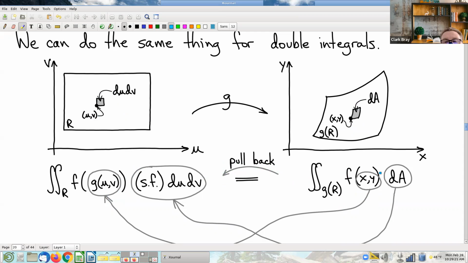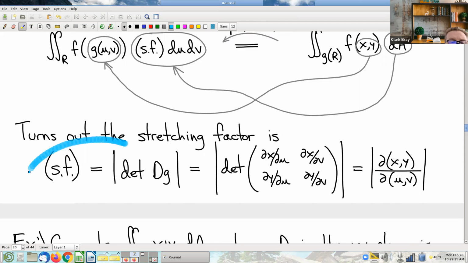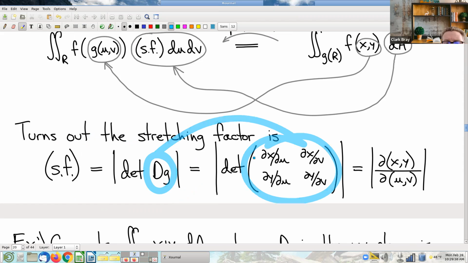Now I owe you an explanation of why this is the stretching factor, and we'll get to that in a few minutes. Oh, real quick before we dive into an example, a little bit about notation. Of course, the derivative matrix is this, and that's old news. You have seen the way we write down the derivative matrix long ago.